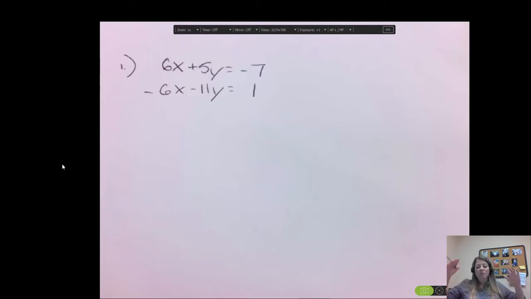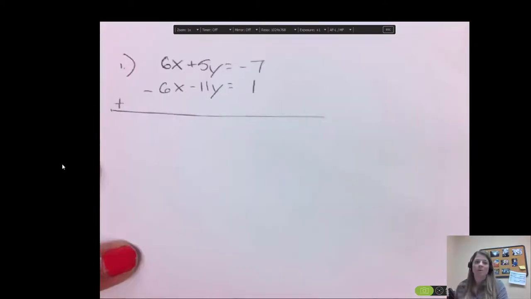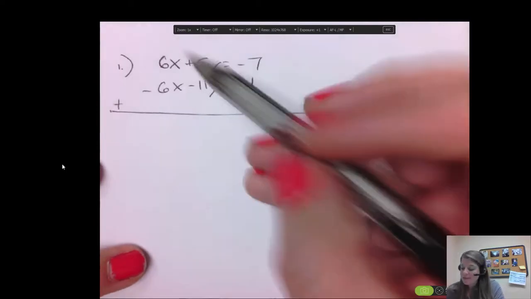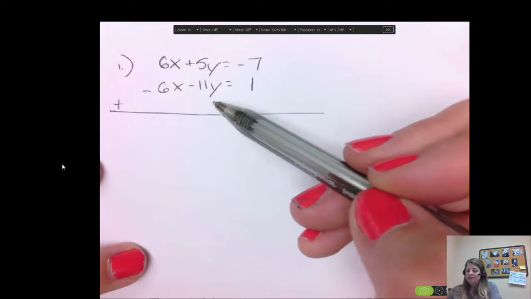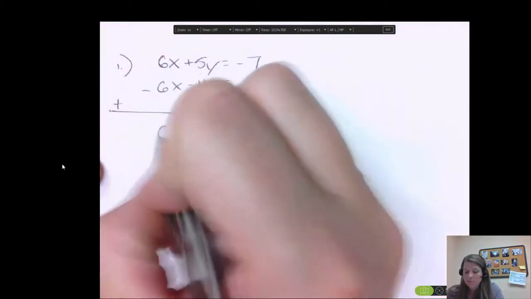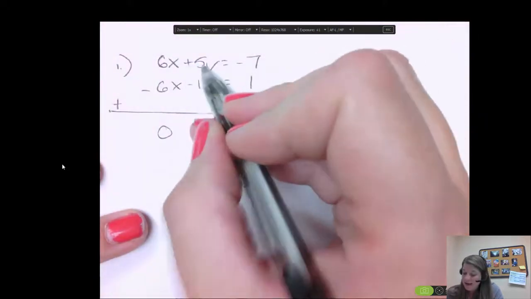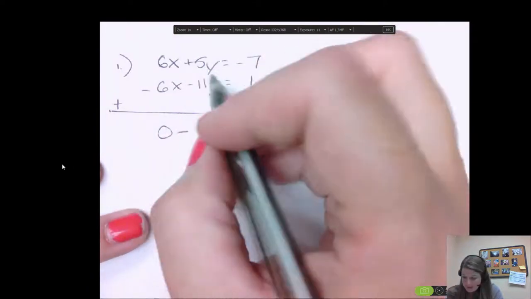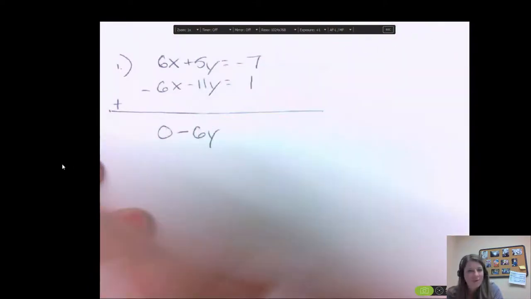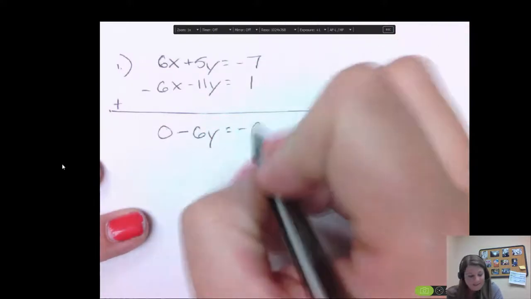The idea is you add straight down and you get a 0. So let me show you what I mean. I'm going to pretend this is a big addition problem. That's why sometimes it's called addition. And I want the x's to eliminate, or the y's, or go to 0. See how 6x minus 6x is 0? We're going to add these two equations together. Positive 5 minus 11 is negative, I can't even think today, 6y. I was going to say 4, but I knew that was wrong. And then negative 7 plus 1 is negative 6.